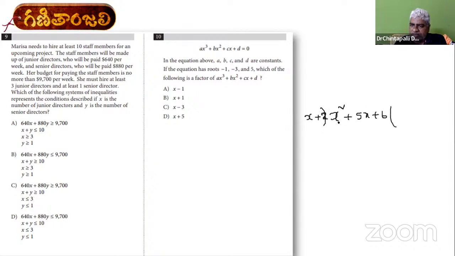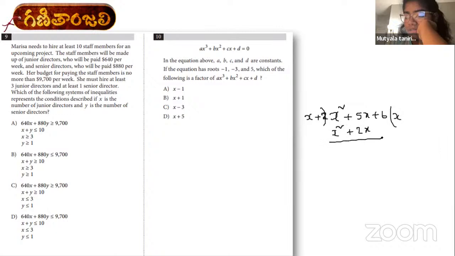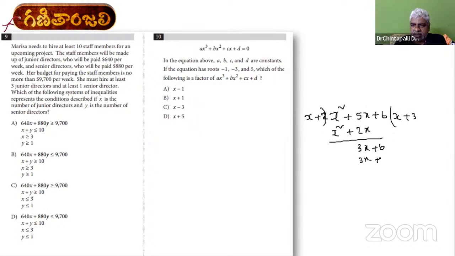You know how to do this? x times x is x square. 2 times x is 2x, right? Yes, sir. 3x plus 6. x goes 3 times, so plus 3, sir. Yeah.